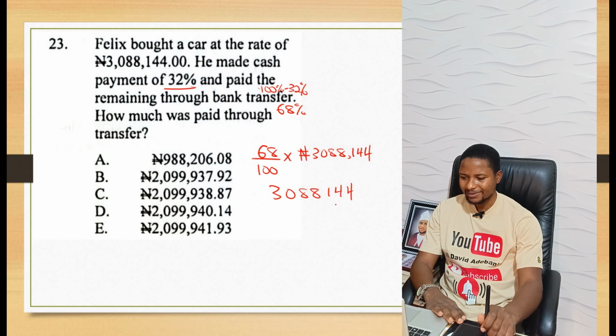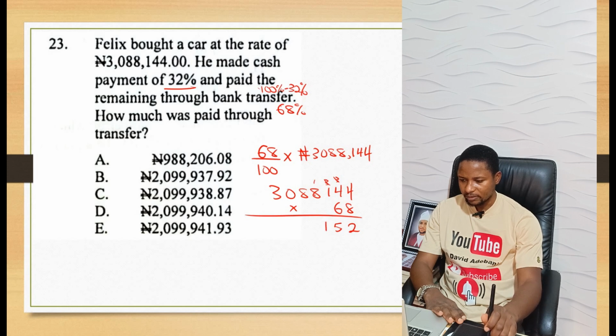3,088,144 times 68. All right, 8 times 4, 32. Carry 3. 8 times 4 again, 32, plus 3, 35. Still carry 3. 8 times 1, 8, plus 3, that's 11. Carry 1. 8 times 8, 64.